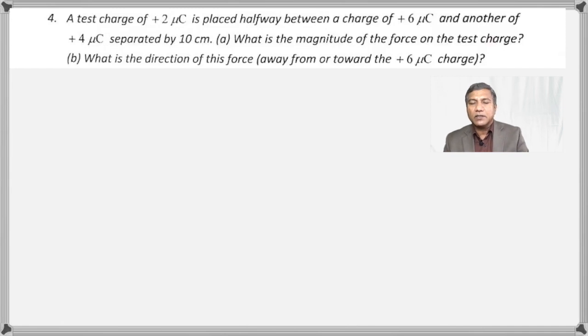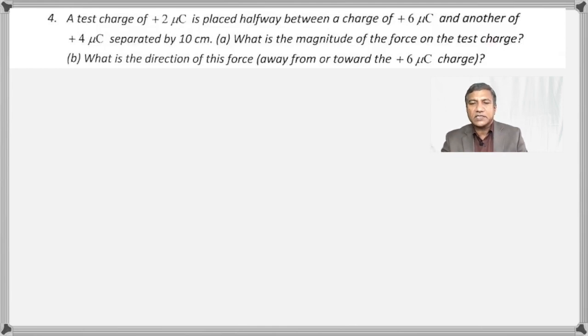In this question, we have a test charge of plus 2 microcoulomb placed halfway between a charge of plus 6 microcoulomb and another of plus 4 microcoulomb separated by 10 centimeters. So you have plus 6 and plus 4, and then exactly midway between them you have the test charge of plus 2. What is the magnitude of the force on the test charge? And what is the direction of this force? Is it away from or towards the 6 microcoulomb?